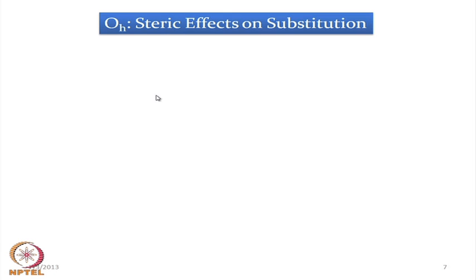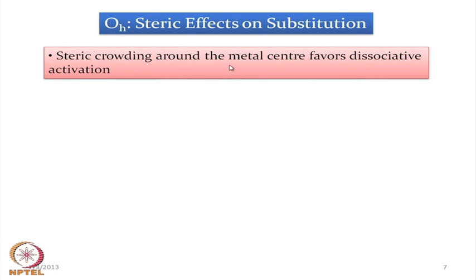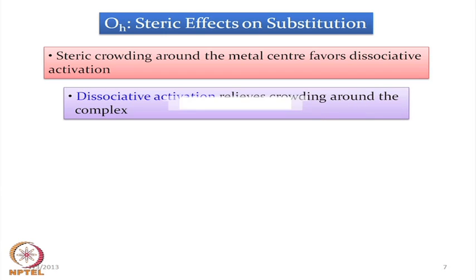Then, we can have the steric effects on the substitutions. Steric crowding around the metal center favors the dissociative pathway, that we have seen also for the square planar geometry. If one ligand is going away, octahedral is giving square pyramidal geometry, then this dissociative activation relieves crowding around the complex. So, we do not have any crowding on the metal center. So, extra crowding is required if the pathway is associative.